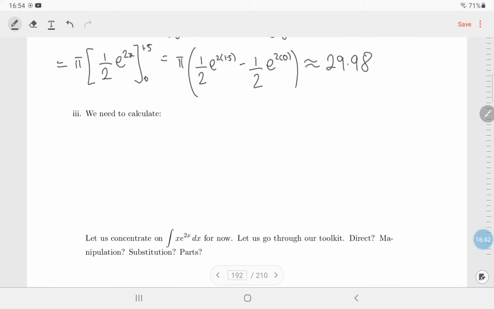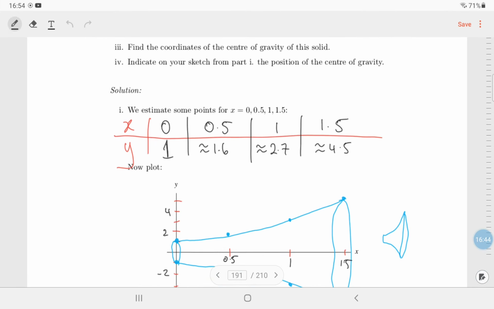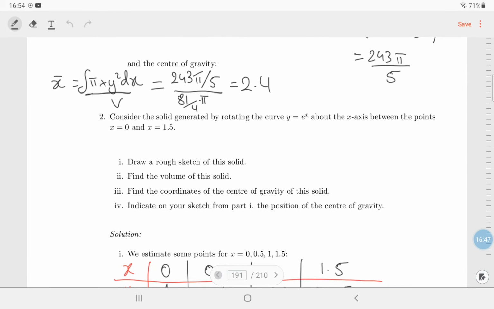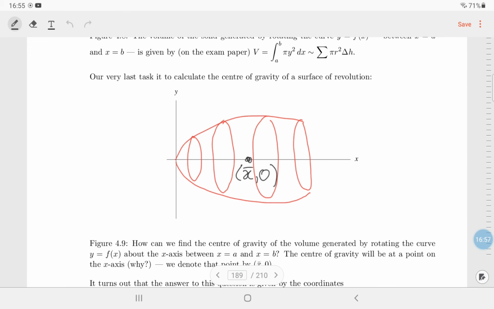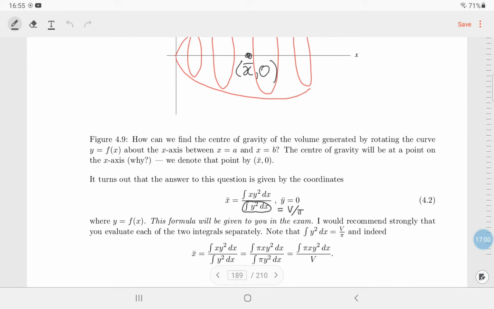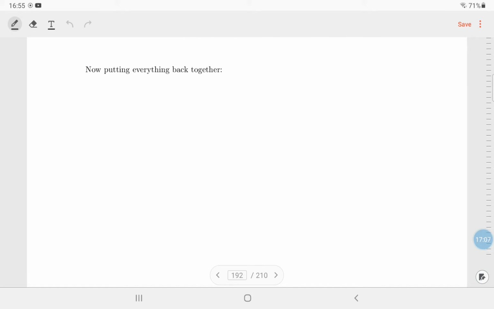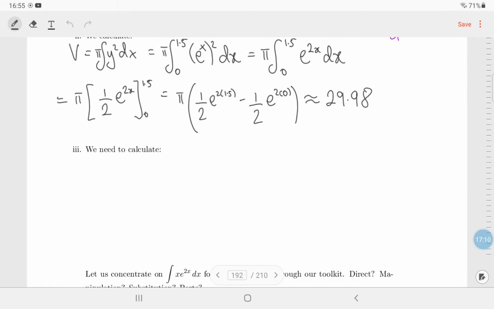Now we're asked to find the center of gravity. Have I done something? No, I haven't. Now it's important, by the way, I knew this was a solid, so it's three-dimensional. It could have been a lamina, but it's not. So where's the formula? So we have to do the x-coordinate of the centroid is the integral of pi x y squared dx over V. So we need to calculate pi x y squared dx. So this is what we're looking at now.